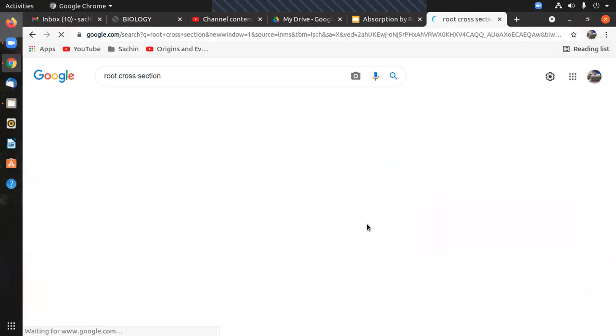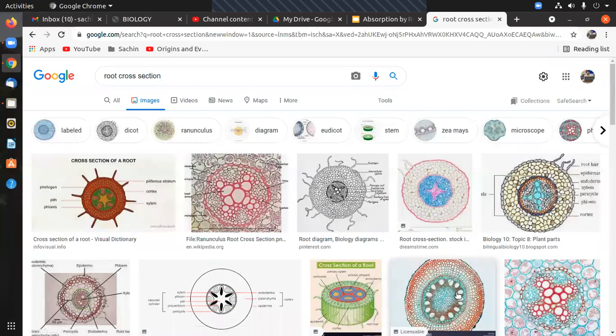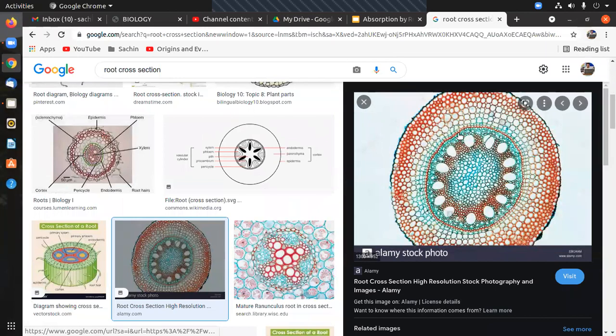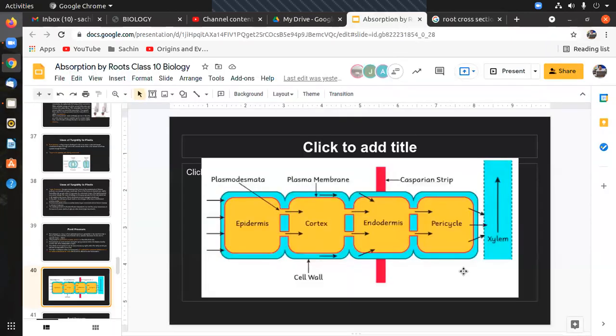So let's say, for example, this image. What you are seeing here is epidermis, cortex, endodermis, pericycle, and xylem. These are the different layers of cells within the root.